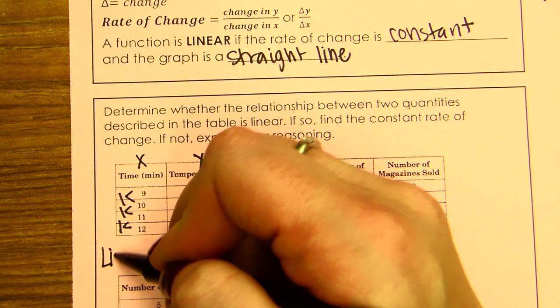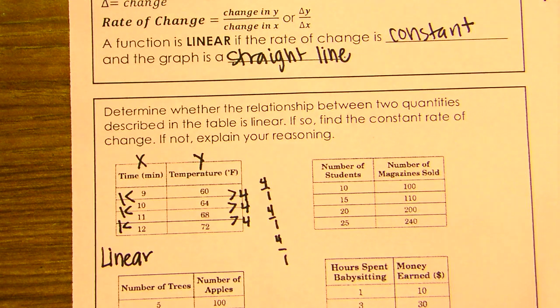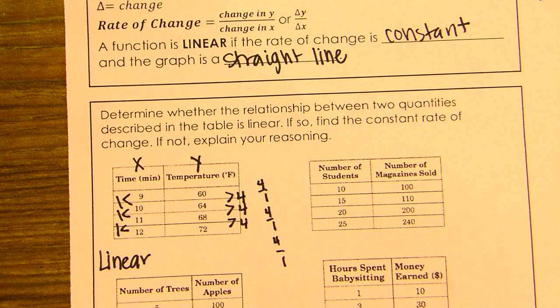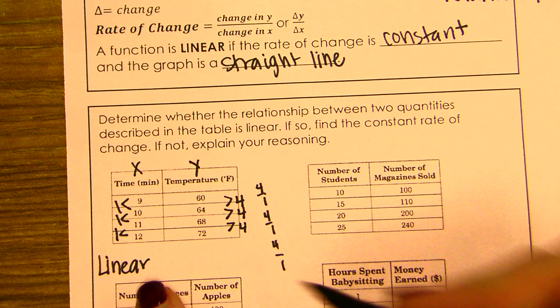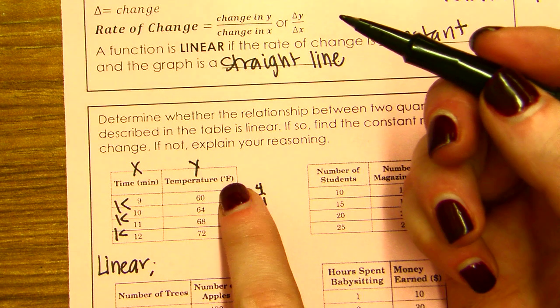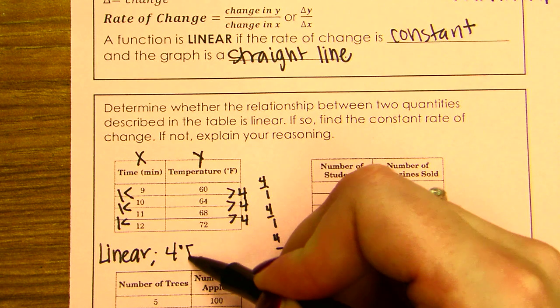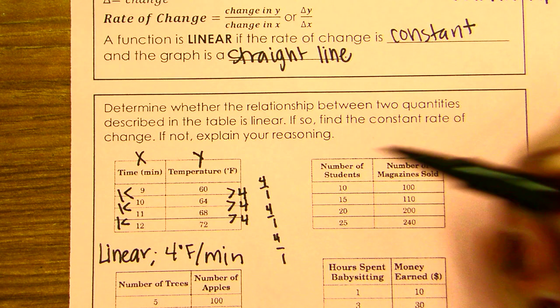so I know this one is linear. Sorry, I think I skipped the directions for these problems. It says determine whether the relationship is linear. If so, find the constant rate of change. If not, explain your reasoning. So this one is linear, so you have to state what the rate of change is. The rate of change is 4 degrees Fahrenheit per minute. So the temperature is increasing 4 degrees per minute.